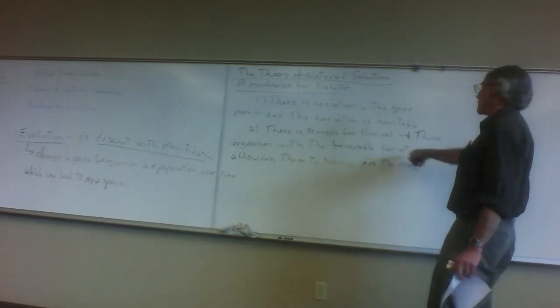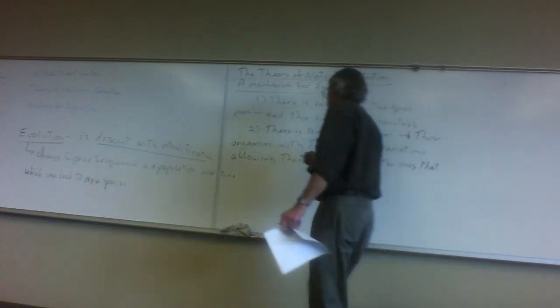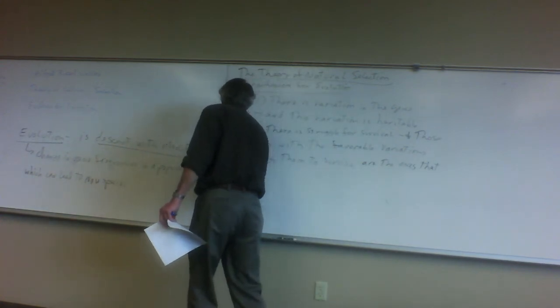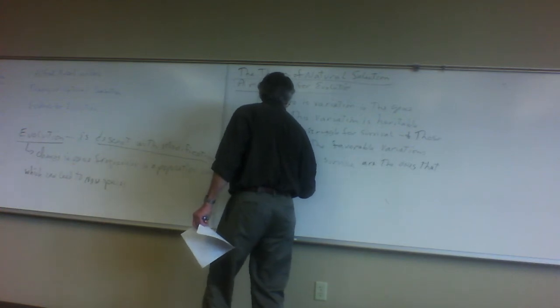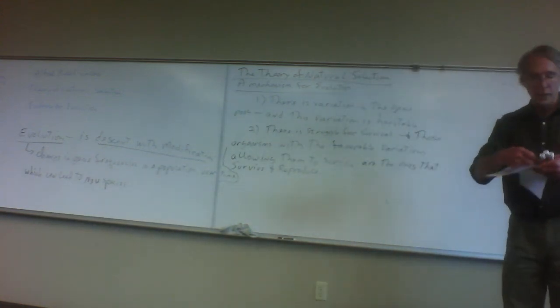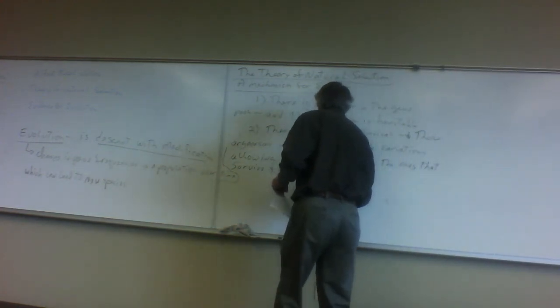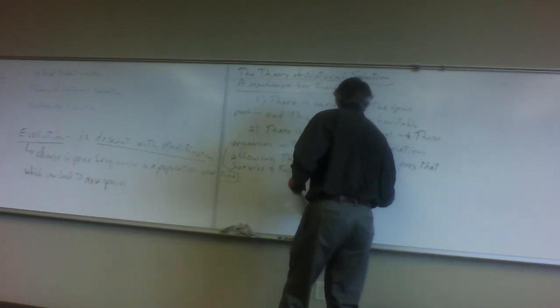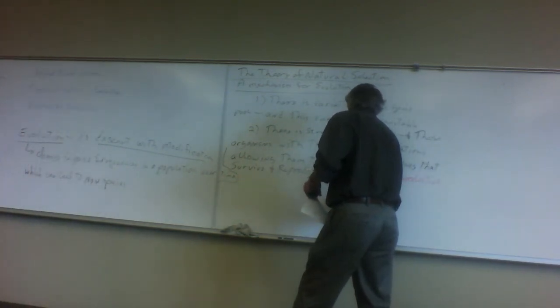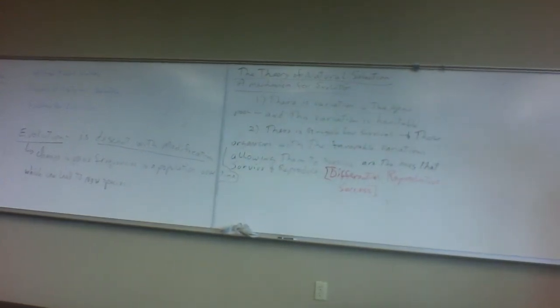Anyway, so let me write this down. And those organisms with the favorable variations allowing them to survive are the ones that survive and reproduce. Now, this is often referred to as differential reproductive success. Okay? Let me write that down. I'm putting it in red letters so you can see it. Differential reproductive success. Differential just means difference. So certain organisms are surviving better than the other organisms.